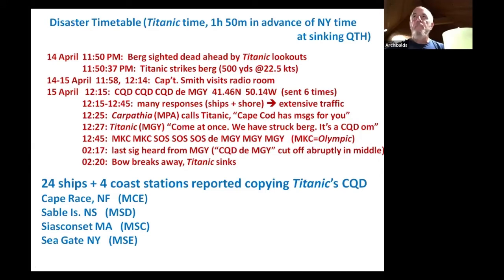And so the bridge immediately put the wheel over hard to port. They reversed the engines, and a nearly 1,000-foot long, 50,000-ton ship doesn't stop that quickly. And they know that they struck the berg at 11:50:37. So they had 37 seconds to deal with the iceberg in front of them. And it works out that they were going 22.5 knots, which they shouldn't have been. And that's 500 yards. So they didn't see the berg till it was 500 yards away, but it was a moonless night and there was no light out front. So they were lucky to have seen it even that soon.